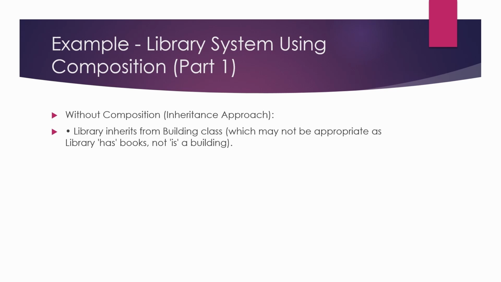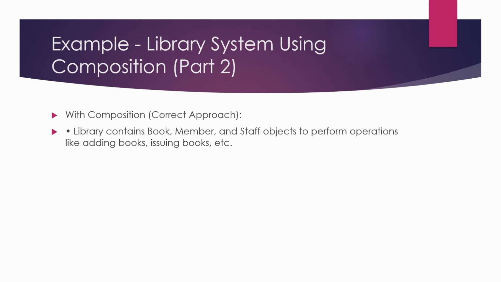Let's look at an example. If we try to use inheritance in a library system, it may not make sense for the library to inherit from a building class. A library has books, not is a building. Instead, with composition, we can design a library as an object that contains books, members, and staff objects. Each of these components performs specific tasks, making the system more flexible and modular.